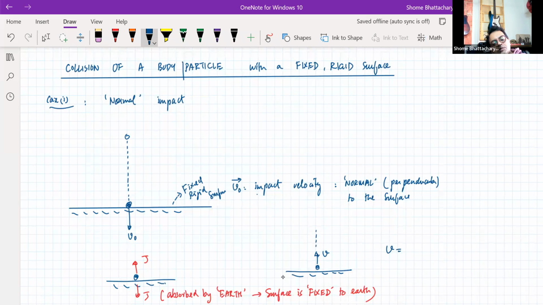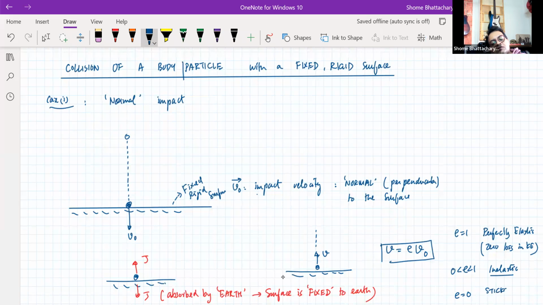So this velocity will become E times the approach velocity, where E is equal to 1 for perfectly elastic, 0 loss in kinetic energy. E is between 0 and 1 for inelastic collision. And E is equal to 0, so the object sticks. Okay. So in this case, there's 100% loss in kinetic energy. So these are the three cases.